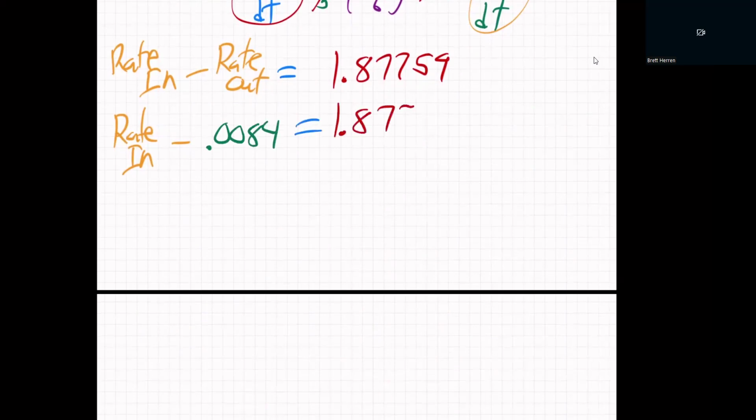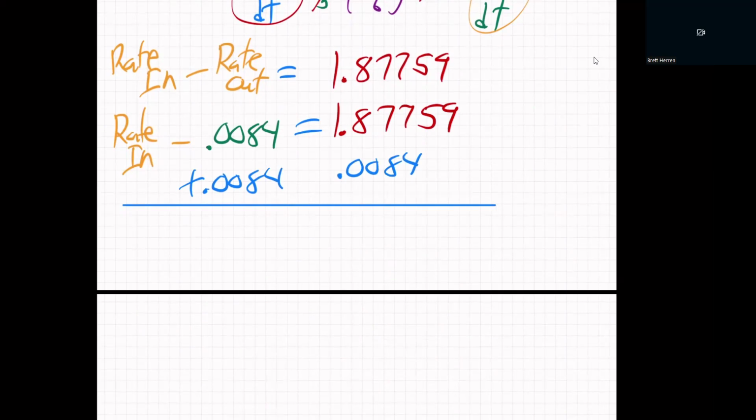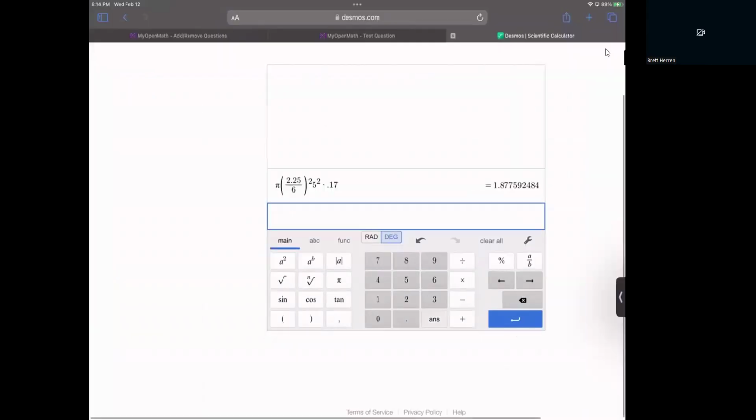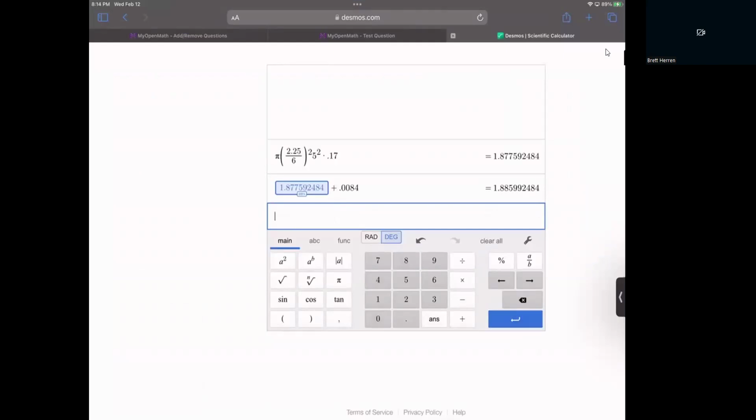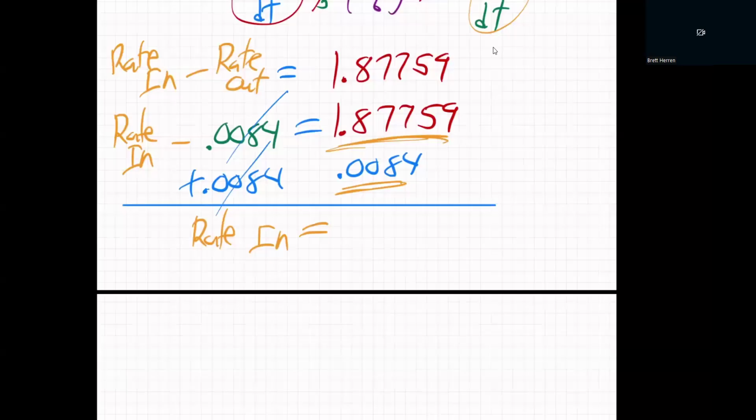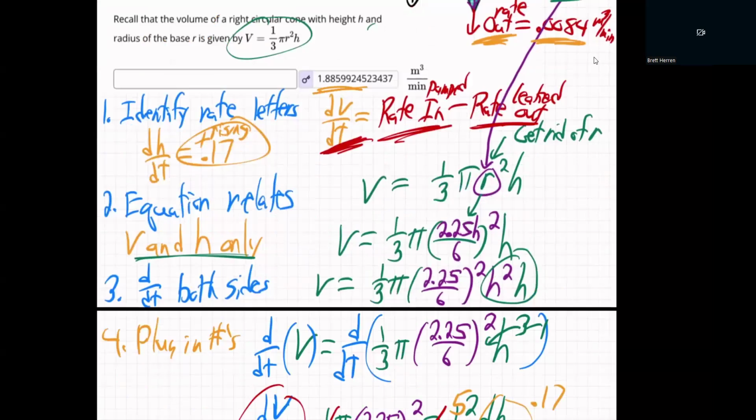So now we can solve for the rate in by adding 0.0084 to both sides. So rate in equals. I'm going to take that answer I got from Desmos and add 0.0084. And there we go, 1.88599. Is that the real answer? There it is.